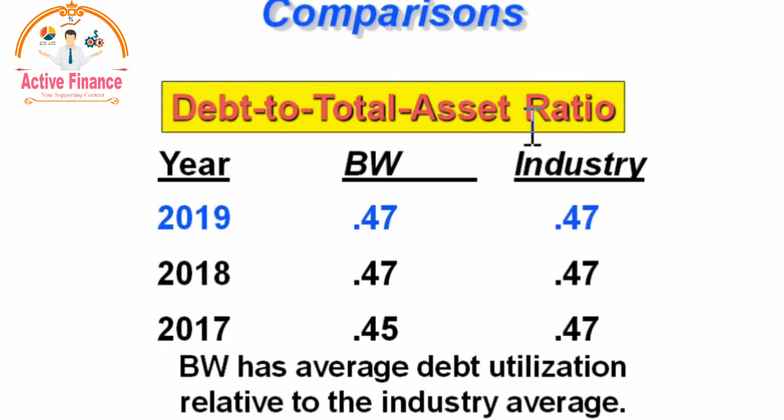We will look at the comparison of this ratio. This is the comparison of the debt to total asset ratio. This is the year for which we are measuring the debt ratio, which is 2019. The ratio we have found for the debt ratio is 0.47. The industry's average ratio is 0.47. It means the firm has an average debt utilization relative to the industry's average ratio.